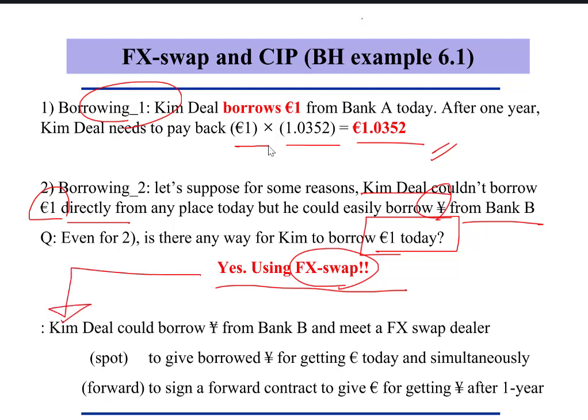Kim Dil could borrow yen from Bank B, and Kim Dil is going to meet an FX swap dealer and conduct two transactions. First, a spot transaction: Kim Dil is going to give the borrowed yen for getting 1 euro today. And then Kim Dil is going to make a forward contract, also available today, to give some euro for getting some yen after 1 year. So you do spot and forward simultaneously. This is the FX swap. Kim Dil is going to make two transactions with one swap dealer, like this. Let's talk about all the cash flows step by step.